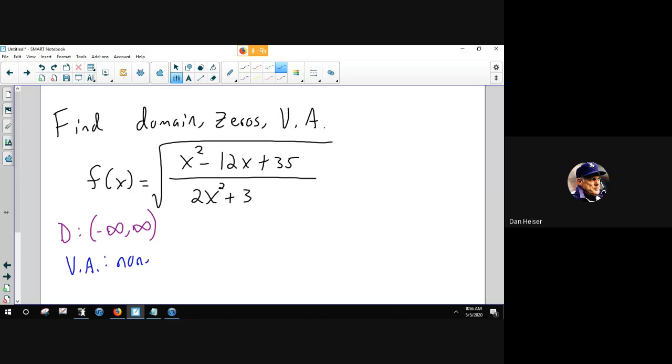No vertical asymptote. And our zeros end up being pretty much the same values as they were the last time. The only difference is now we have this, which when we square both sides, and you will get the same zeros that you did in the last problem.